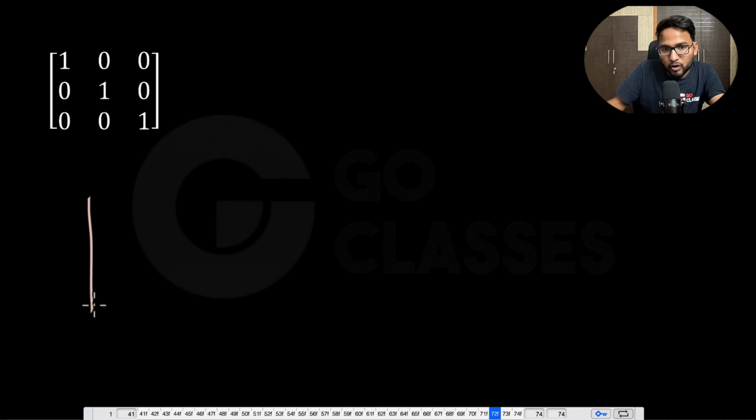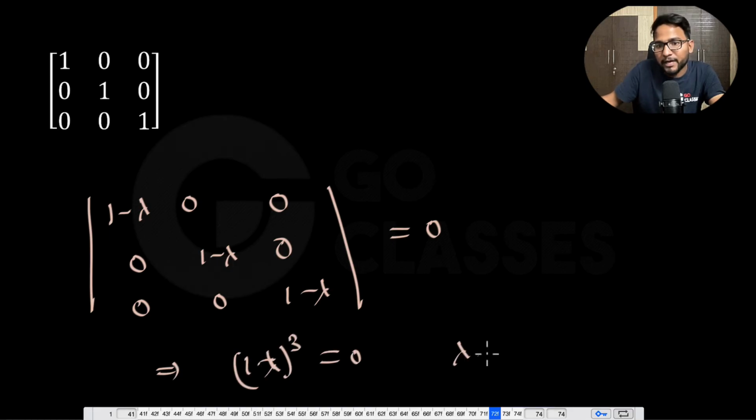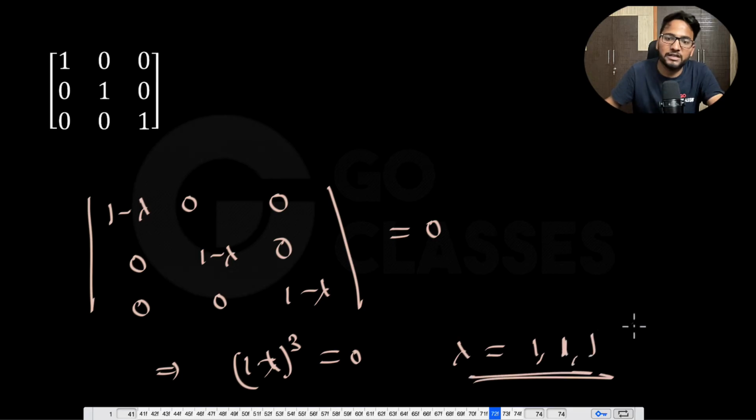Now, if you want to solve for the eigenvalue, then you need to do this: 0, 0, 1 minus lambda, right? And then equal to 0. So from here you can say (1 minus lambda) power 3 equal to 0. So lambda is repeating 3 times. Lambda equal to 1 is repeating 3 times. So 1 is basically you are getting 3 times.